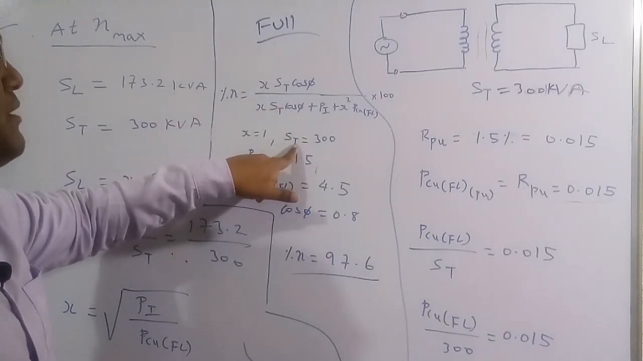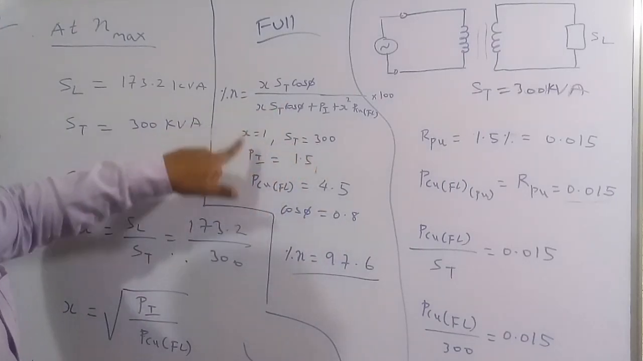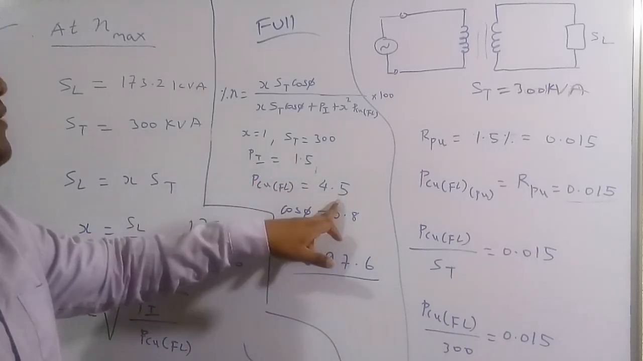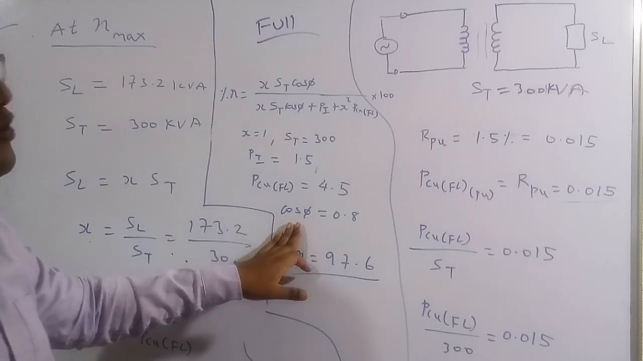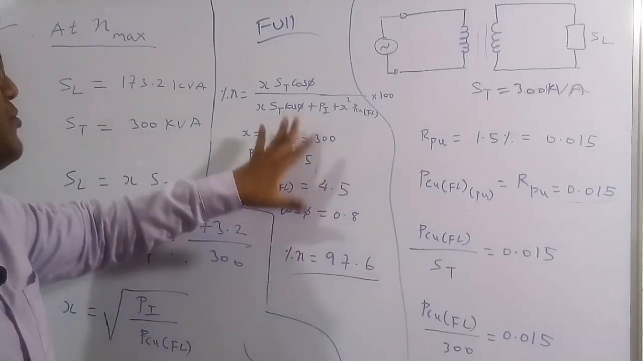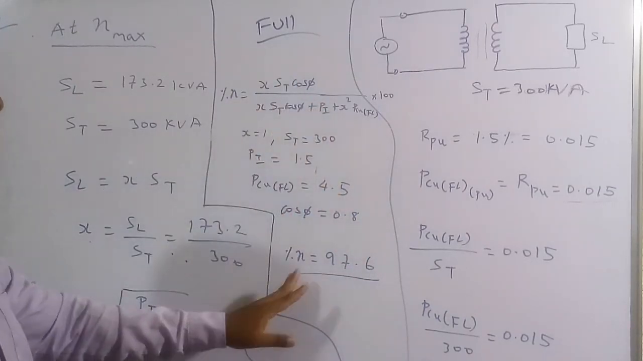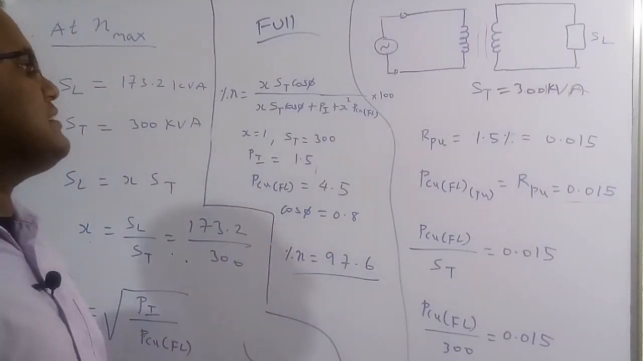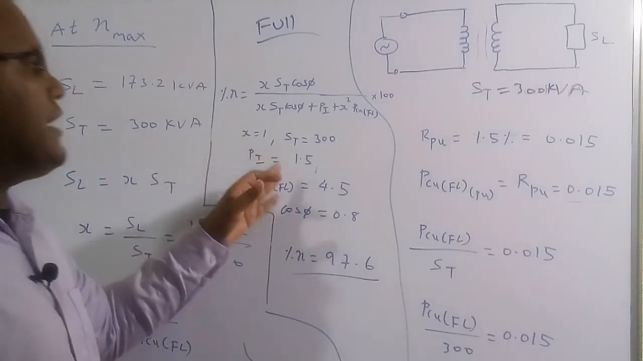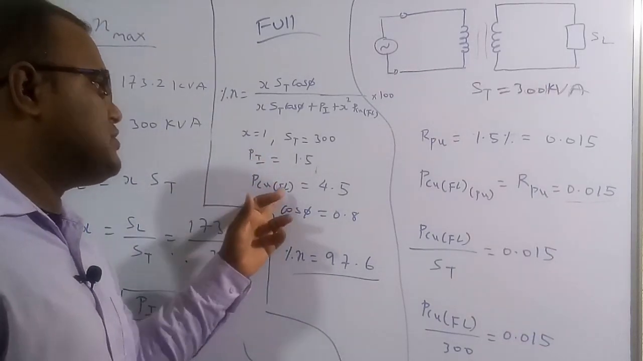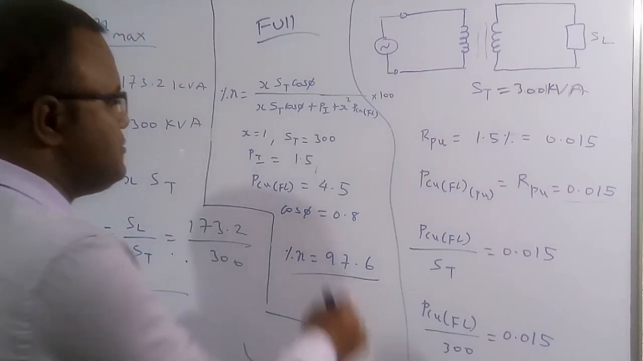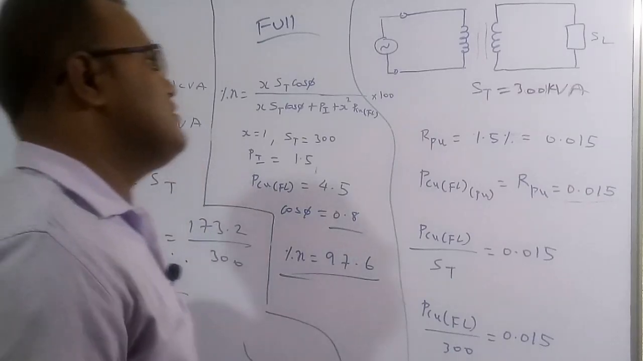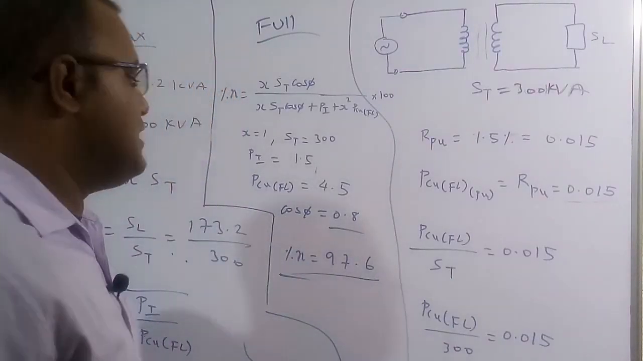The ST value we know: the rating of the transformer is 300 kVA, the iron loss we just calculated is 1.5 kilowatt, the copper loss at full load is 4.5 kilowatt, and the power factor of the load we are going to connect is 0.8. Substituting all these values in this formula, we get the efficiency of the transformer as 97.6% at full load, with an iron loss of 1.5 kilowatt, a copper loss at full load of 4.5 kilowatt, and a power factor of 0.8.